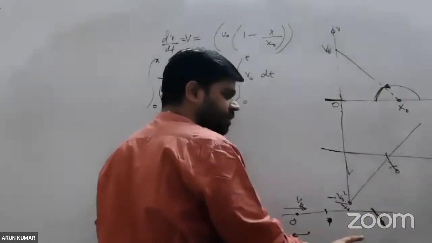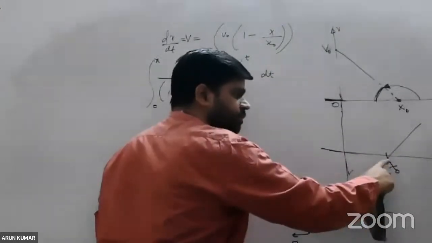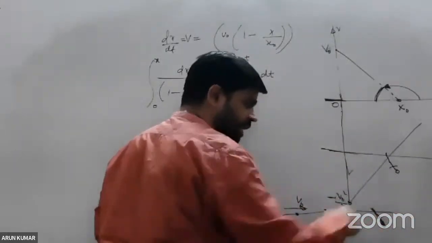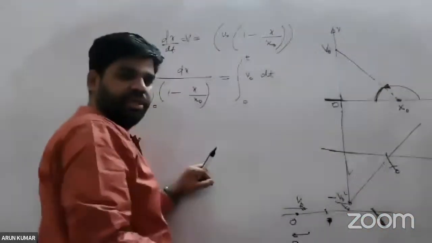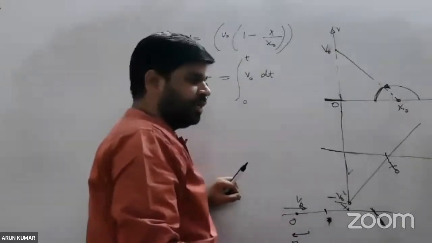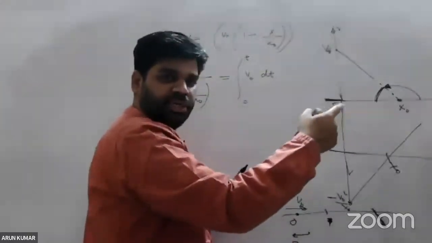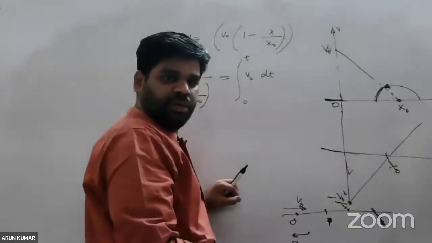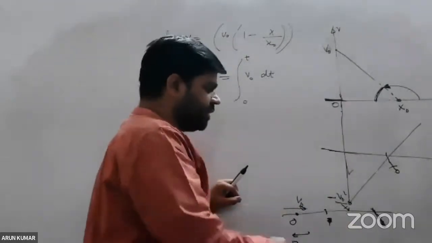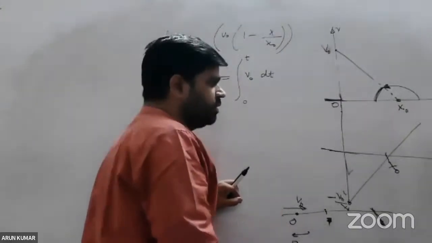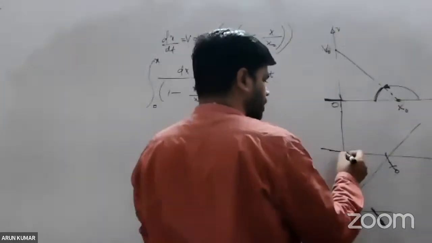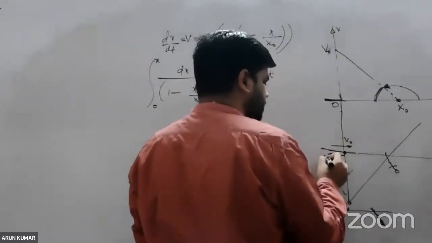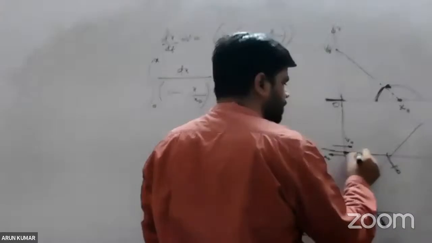If the particle could cross x naught, it would accelerate. Because once it crosses x naught, my acceleration is positive. So it will further go away. It will accelerate. It will go away to infinity. But it has not crossed x naught yet. It's still on the left of x naught. In that case, acceleration is always negative and the particle is always retarding. So from here to here, initial velocity is v naught, but acceleration is negative and particle is retarding towards x naught.